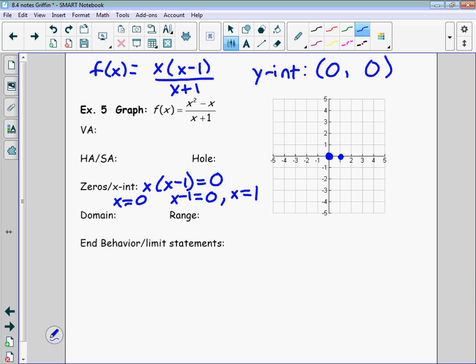We'll talk about that in a second. From there, we can find the vertical asymptote. For the vertical asymptote, we set x plus 1 equal to 0. That gives us x equals -1.